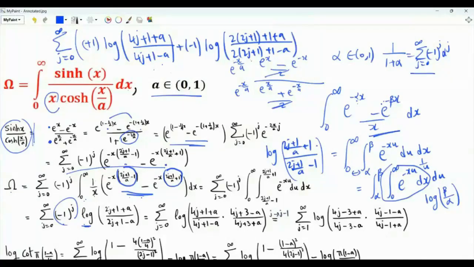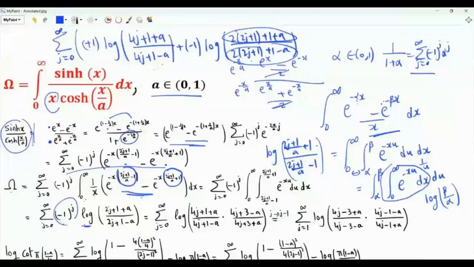We can combine the two logarithms. We have (4j plus 1 plus a) over (4j plus 1 minus a). Then we have this term here. That's 4j plus 2 plus 1 minus a, which is 4j plus 3 minus a. Finally, we have this term, which is 4j plus 3 plus a.